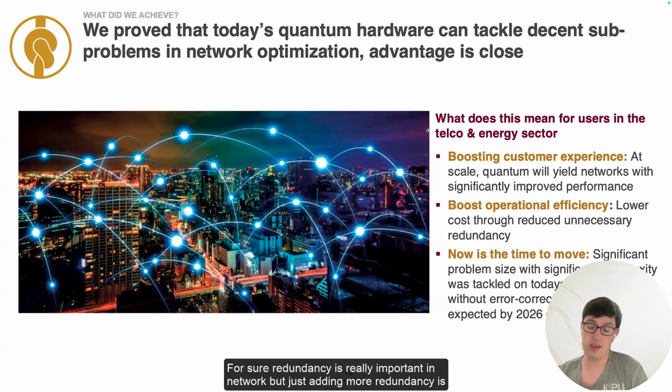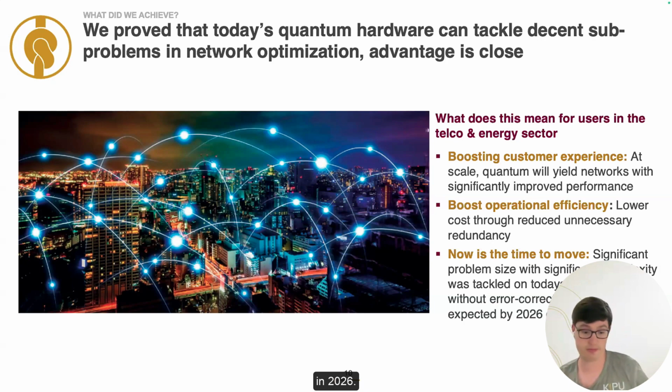For sure, redundancy is really important in the network, but just adding more redundancy is also very costly. So therefore, we want to avoid unnecessary redundancy. This also means that now it's the time to move, especially with the 10,000 qubits expected in 2026.